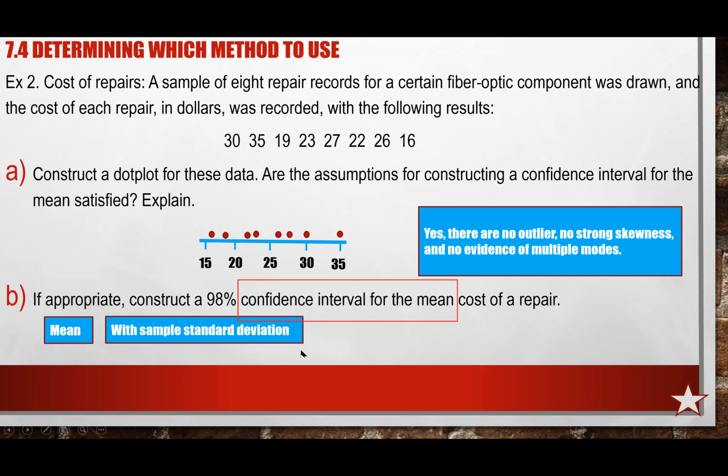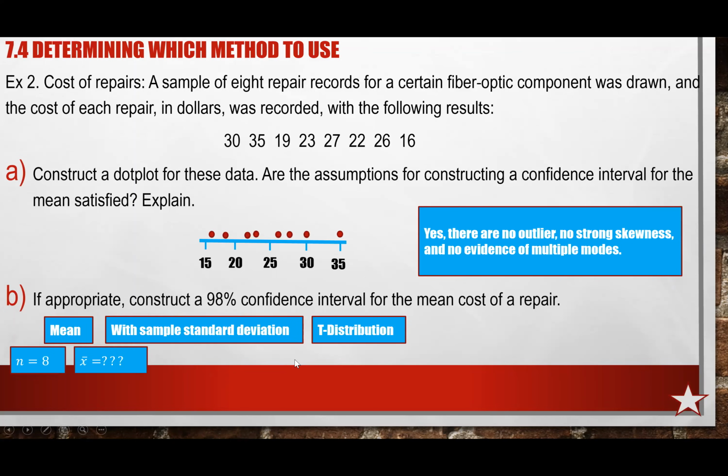Okay, meaning if we're using the t distribution, the only thing I can find is the sample standard deviation. How, you might ask? How do we find the standard deviation? Well, we go back to chapter 3. Again, this is because I don't have the population standard deviation, I need to use the t distribution, and to find the t distribution, we need these 4 items.